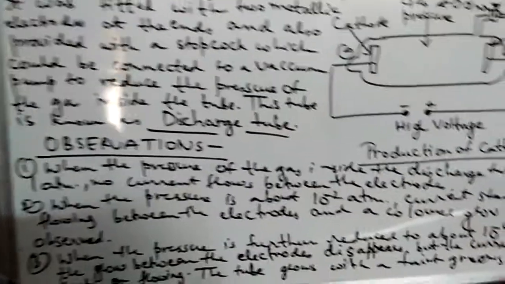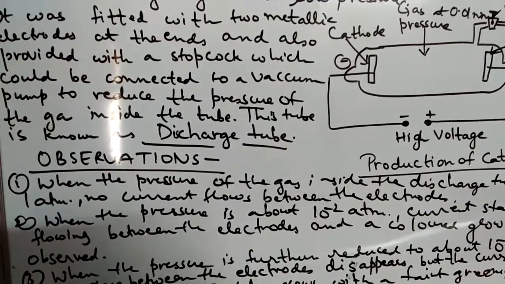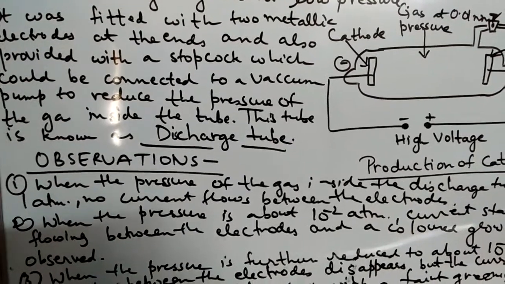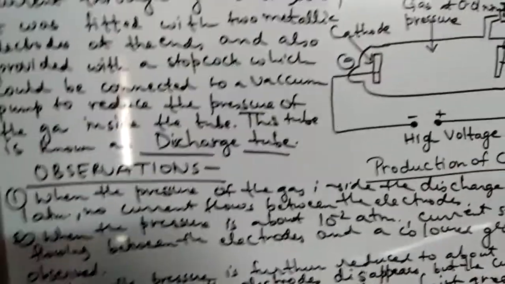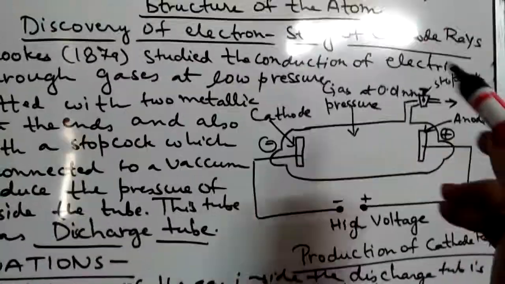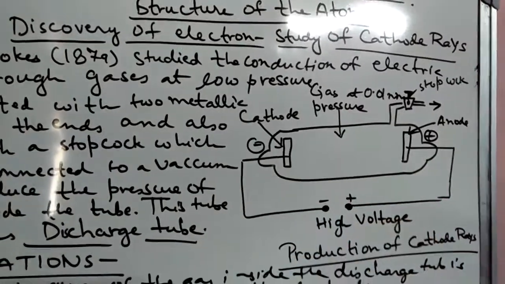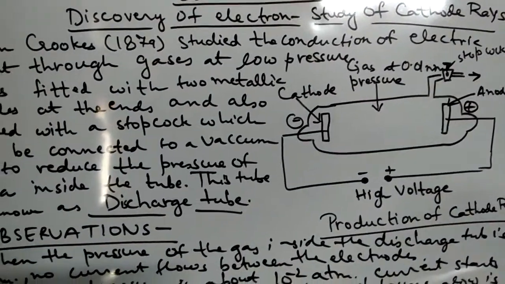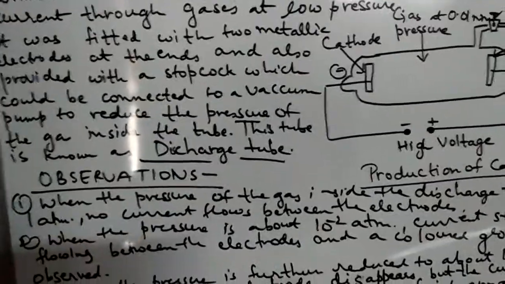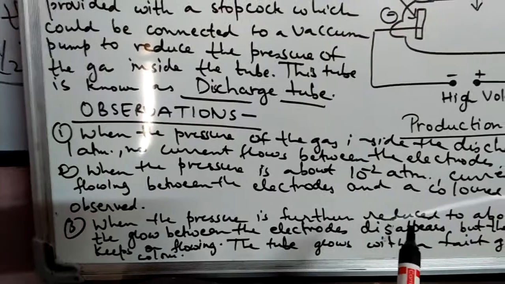What are the observations? First, what has he done? An electric current discharge of about 10,000 volt is applied between the two electrodes. Then he made three observations and concluded the production of cathode rays. Okay, what are the observations?